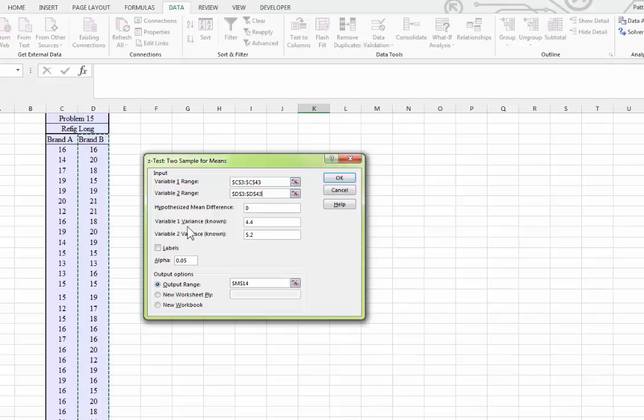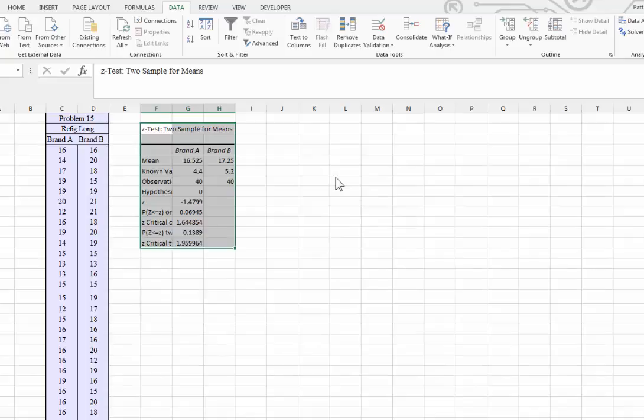And then my variable variance, if it's known, so they tell me in the problem that assume that brand A is 4.4 and brand B is 5.2. So I have those put in there. In my case, I do have labels, so I want to put that in there. I want it to be significant to 0.05. And then I'd like to have my output right here so you guys can see it nicely. And then I'm going to hit OK.